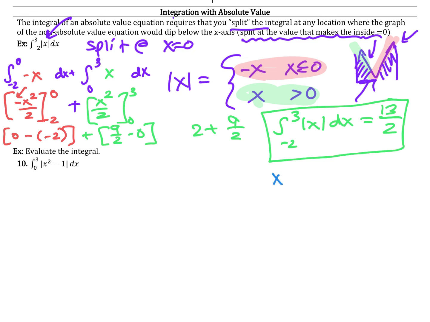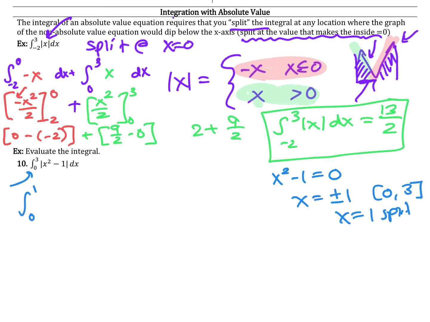All right, hopefully you've had time to work at this. I want to know what makes the inside equal 0. That's going to be 0 when x is positive or -1. If you look at this interval, we're only going from 0 to 3, so we don't care about -1. We only care about +1. So we're going to split it at +1. So I'm going to look at the integral from 0 to 1, and then I'm going to look at the integral from 1 to 3.